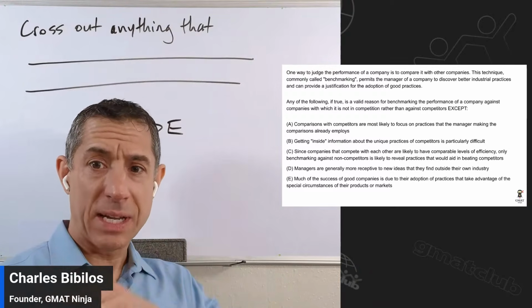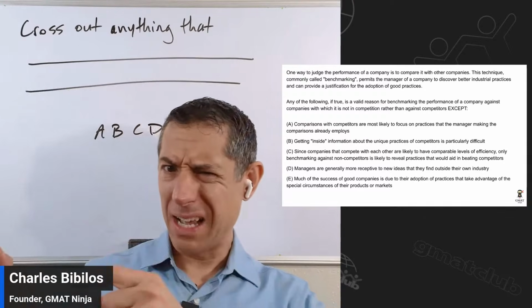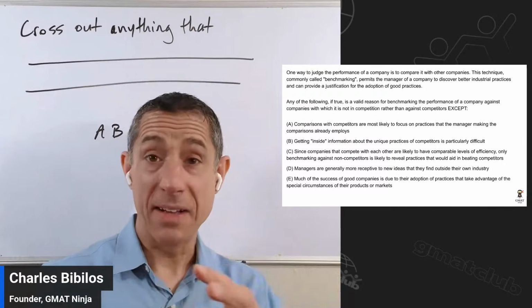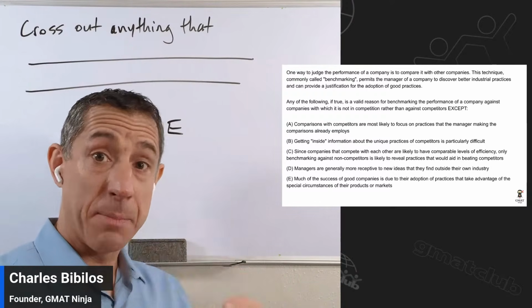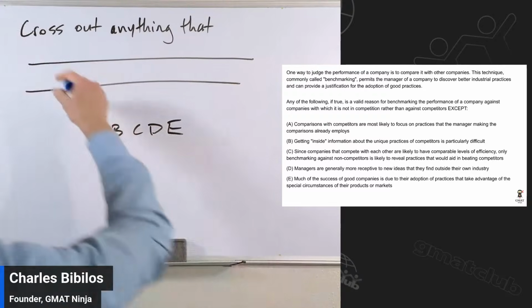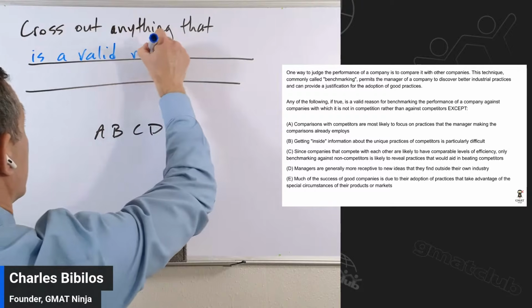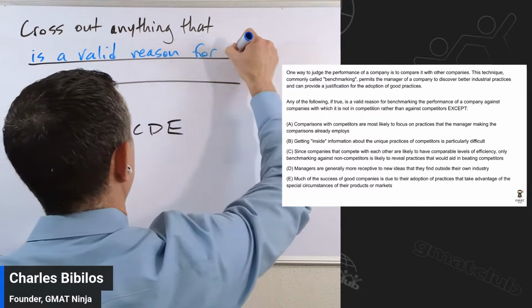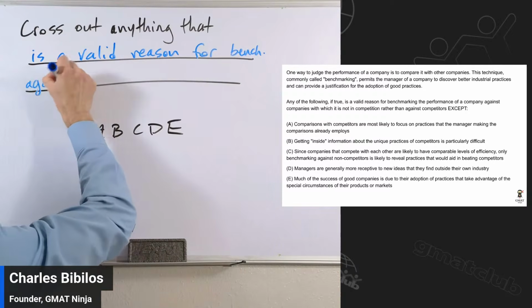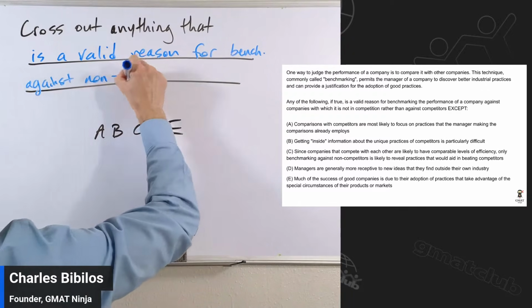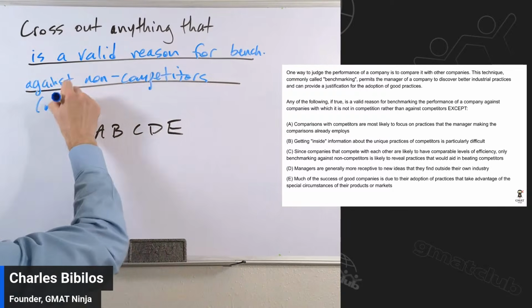Any of the following, if true, is a valid reason for benchmarking the performance of a company against companies with which it is not in competition, rather than against competitors, except. Well, wait, okay. So what do we want to cross out? Anything that is a reason for benchmarking against non-competitors instead of competitors. Okay. Cross out anything that is a valid reason for benchmarking, abbreviate that, against non-competitors, not competitors.